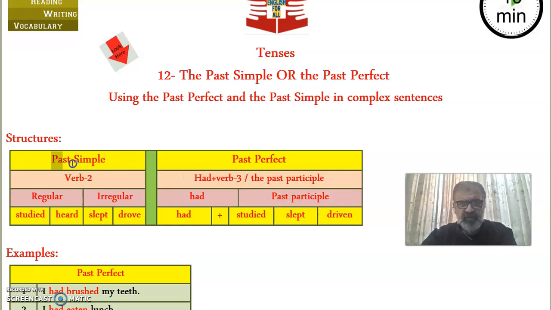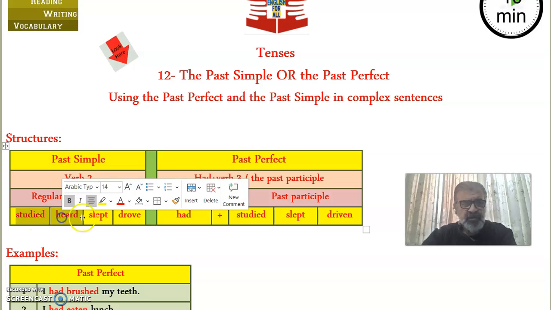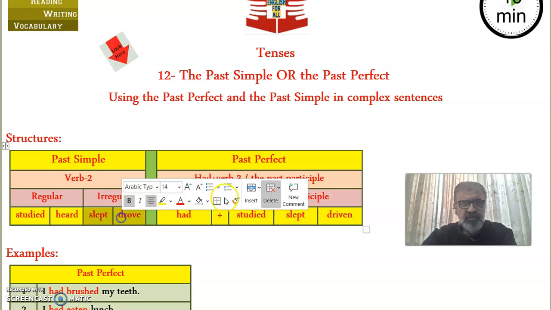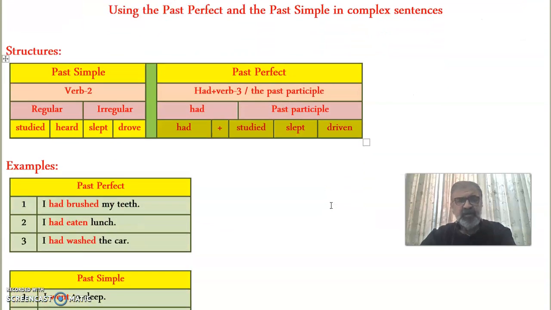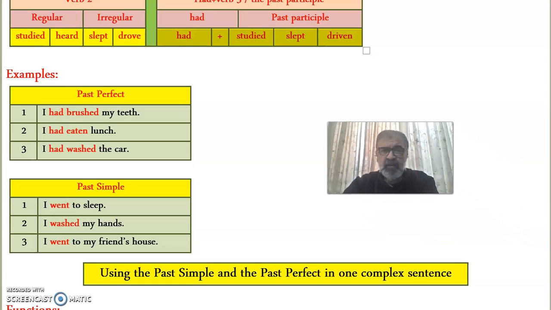The past simple. Let me remind you that the past simple comes as one verb only. It's either regular or irregular, just like you see. These two are regular and these two are irregular. While the past perfect comes in the structure of had plus past participle or verb 3: had studied, had slept, or had driven.